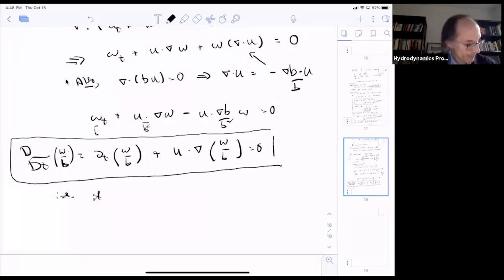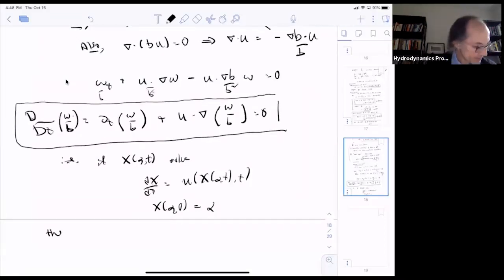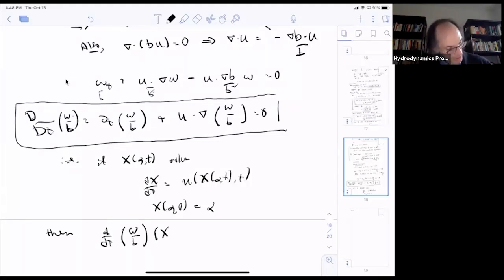If we define the particle trajectory map as usual, dx/dt is u of x(alpha, t) and x(alpha, 0) is alpha, then this says exactly that d/dt of omega over b along these trajectories is 0. If I differentiate, I'll get a term involving D omega Dt, and a term involving the gradient of omega dotted with dx/dt, which is exactly u. And b, of course, is independent of time.